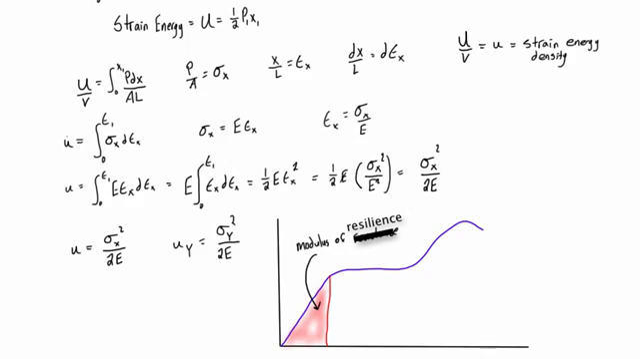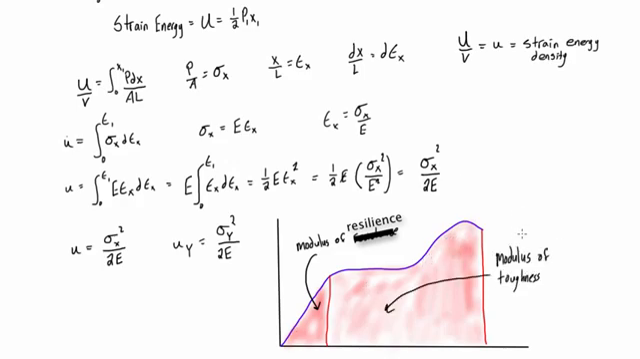And then if we went right to the end here and took this area all the way from 0, this is what we call the modulus of toughness, which tells us the energy per unit volume that a material can absorb before it ruptures. So those are two very important things based on these equations, and I think that's where we're going to cut it off for this video.